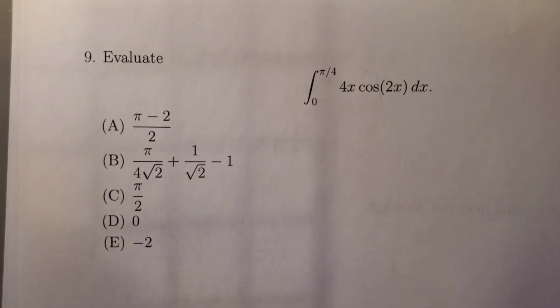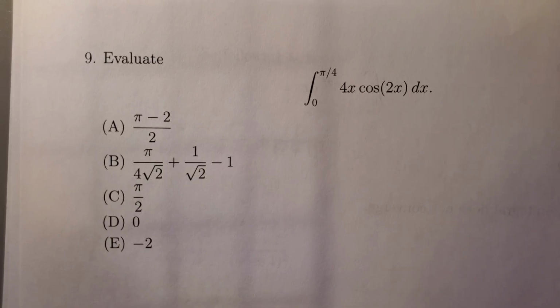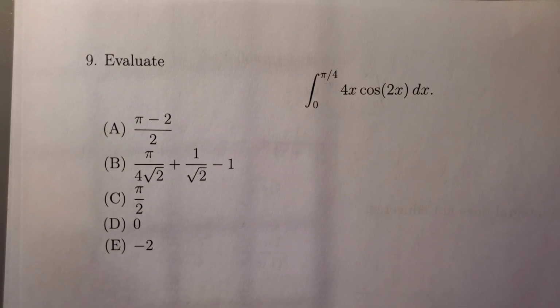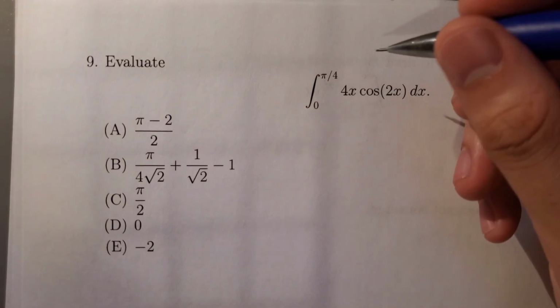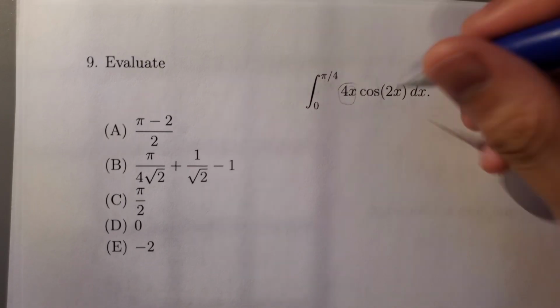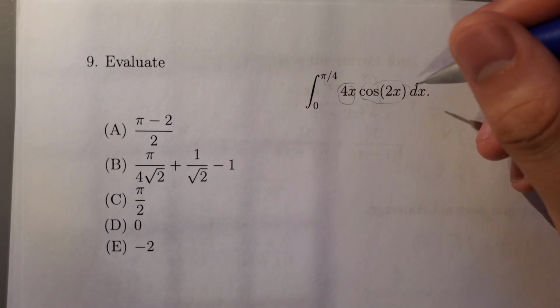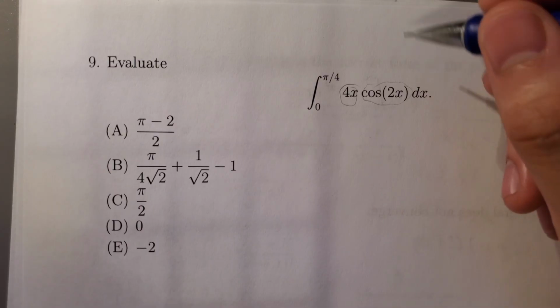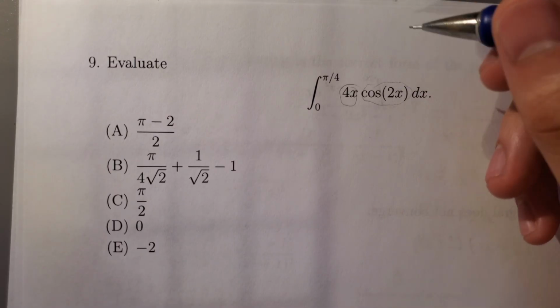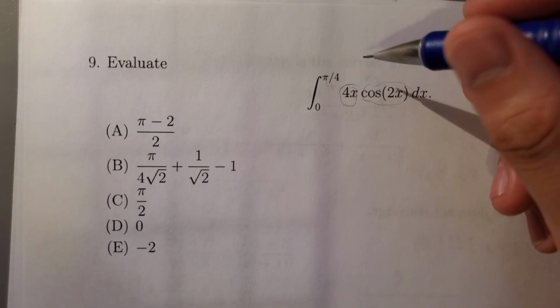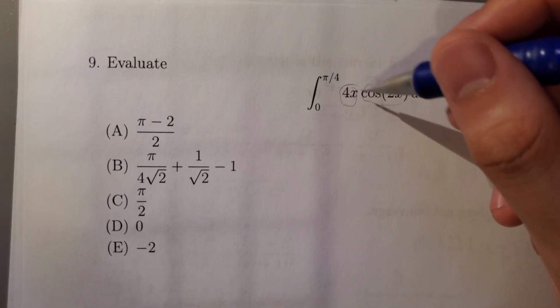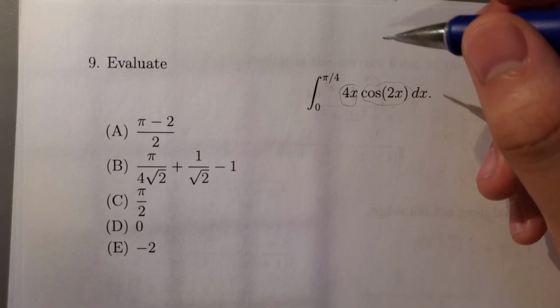All right, number 9. Evaluate the integral of 4x times cosine 2x dx from 0 to pi over 4. Straight away, I can tell that for this kind of question, I would want to evaluate this using integration by parts. The reason is that we have a polynomial component here, this 4x, as well as a trigonometric component here. I'm already thinking of using 4x as my u.